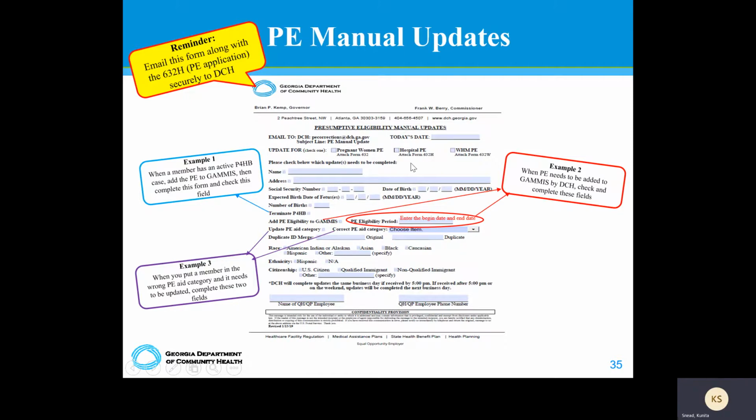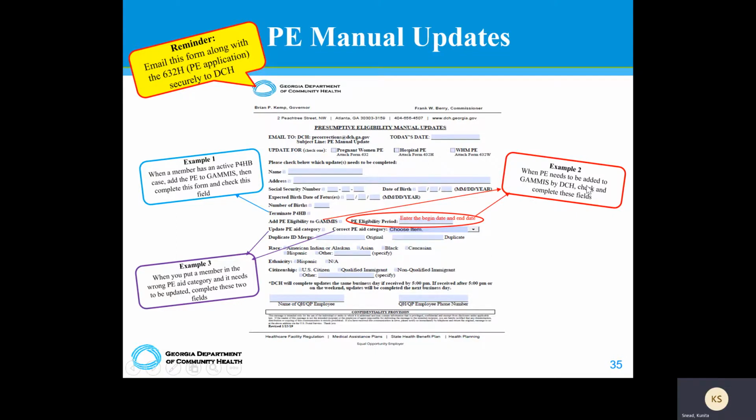You won't give us all of that. But what you will have to do is to send this form along with the PE application, because it tells you right up under here where you check hospital PE, it tells you to attach form 632H. So when you're sending this form, you need to make sure you have two attachments, or either they need to be together. You need to have this form along with the 632H, and that's how we get the demographic information for that particular individual.